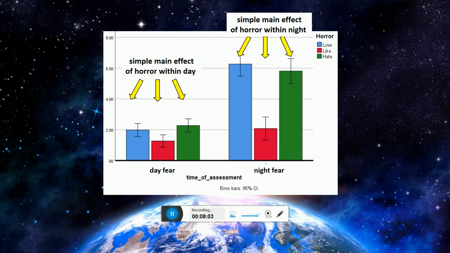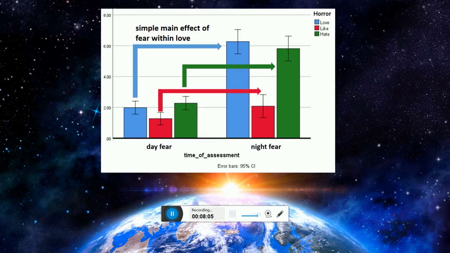So this shows you the simple main effect of fear within each of the different horror groups. So this is actually the simple main effect of the time fear was assessed within each of the horror groups. So for example, we might want to compare this group here. This is the people who said they love horror movies. We'll compare their daytime fear scores to their nighttime fear scores.